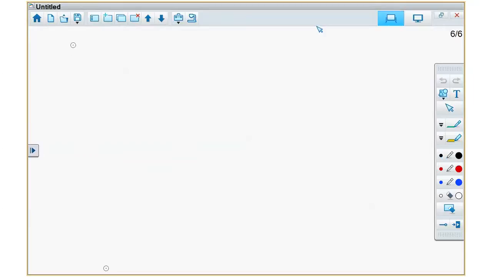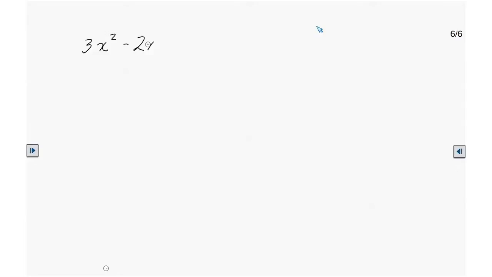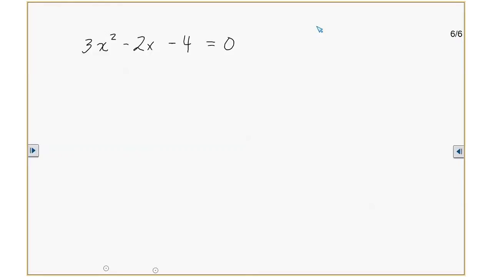All right, so let's go with 3x squared minus 2x minus 4 is equal to 0. Yep.